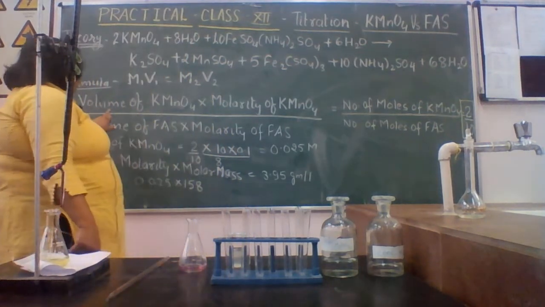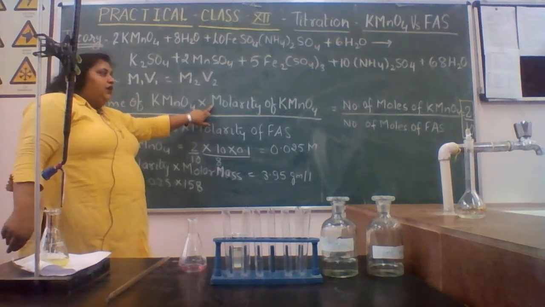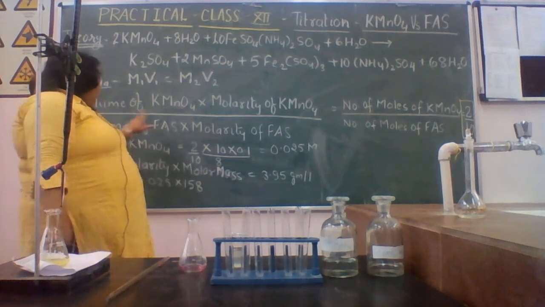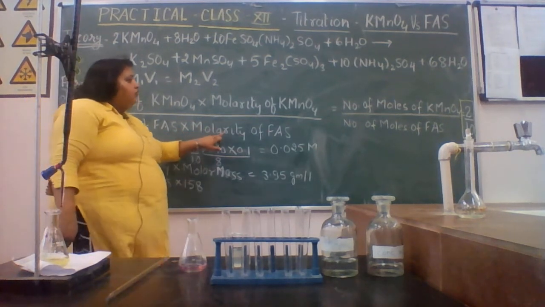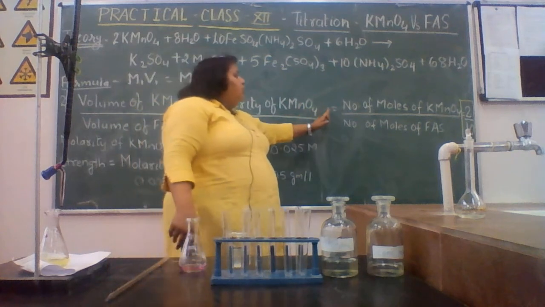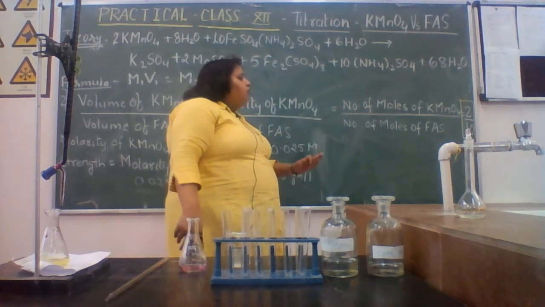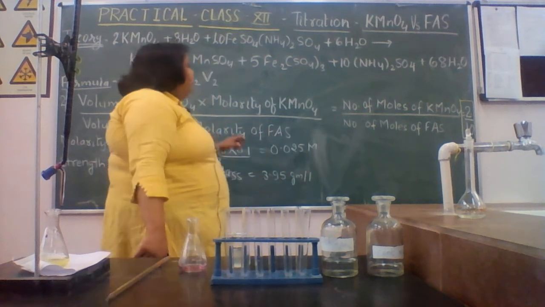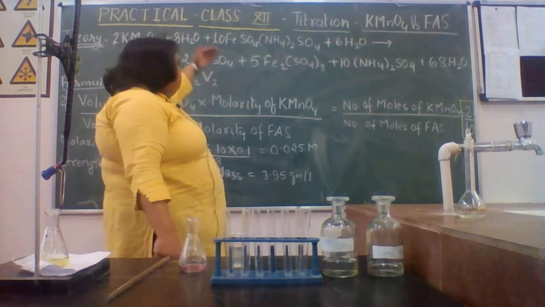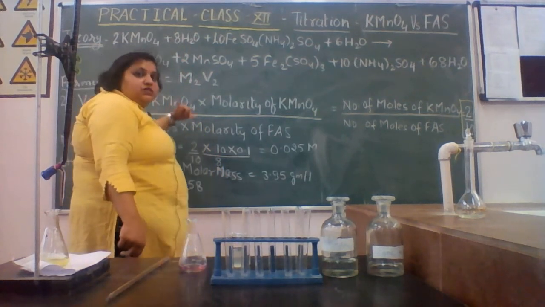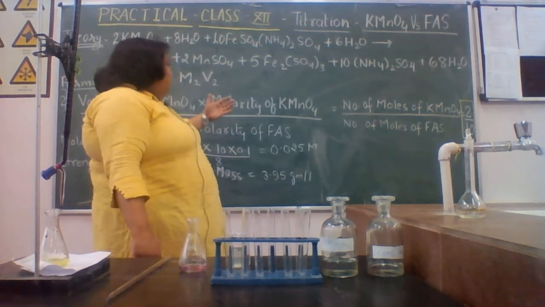Now, we will use the formula: volume of KMnO4 multiplied by the molarity of KMnO4, divided by the volume of ferrous ammonium sulphate into molarity of the ferrous ammonium sulphate, is equal to the number of moles of KMnO4 divided by the number of moles of ferrous ammonium sulphate. That you will come to know from this equation. This is the equation, this is the chemistry of this entire titration process, right.